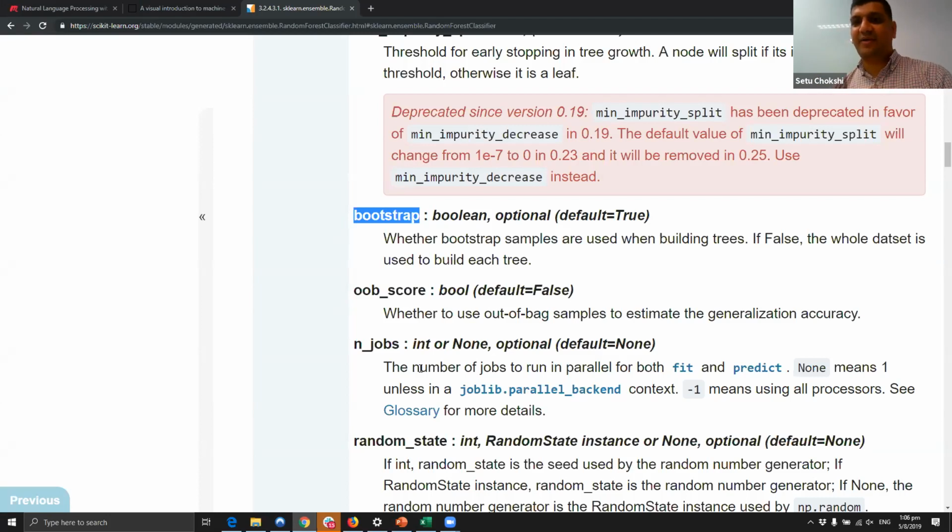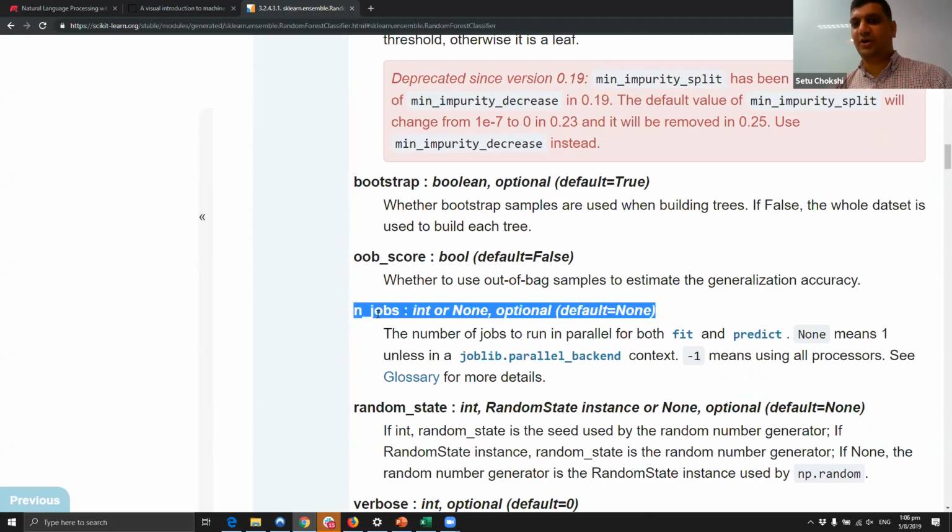Now I want to point out n jobs. It says number of jobs to run in parallel, both for fit and predict. Fit is when you're building the model. Why do you think this factor is here? Why is the number of jobs important, or one of the attributes for building a random forest classifier? Post your answers on Slack.